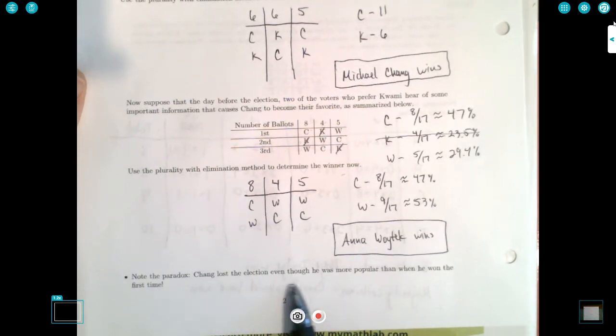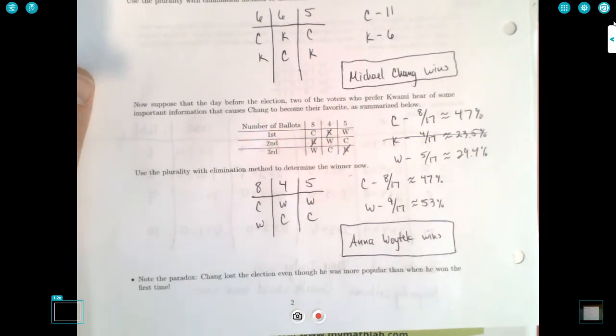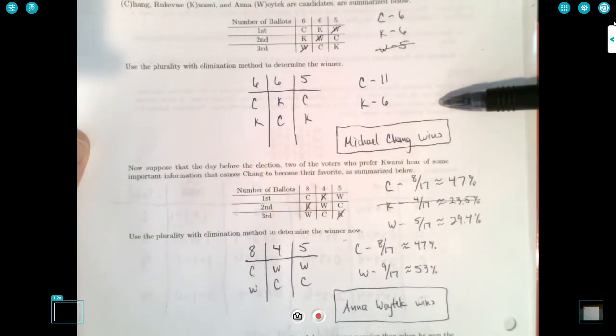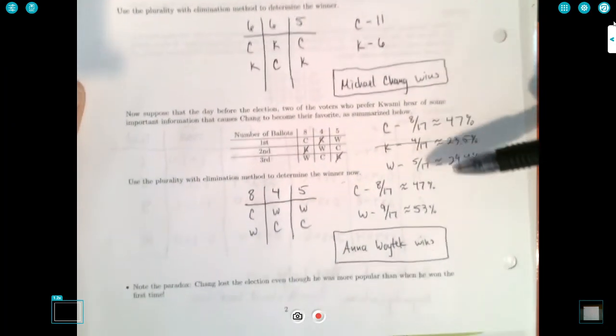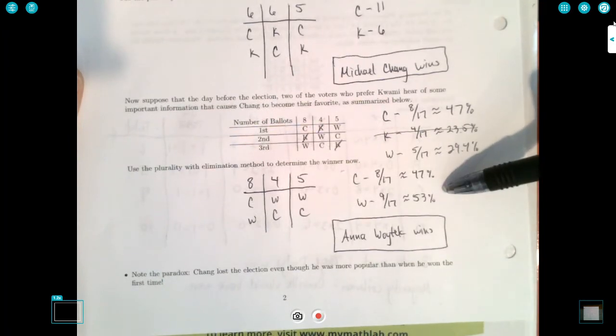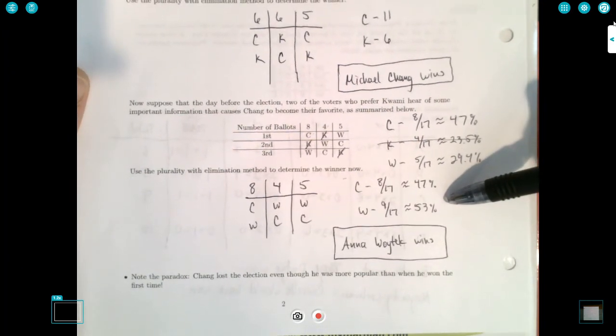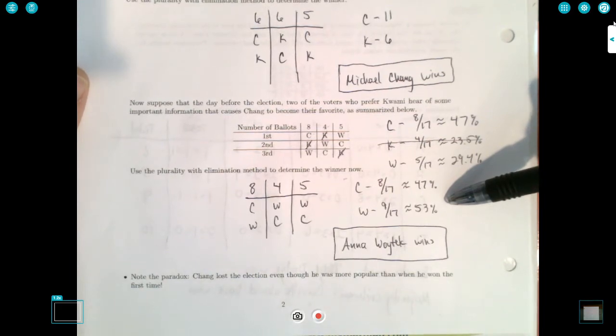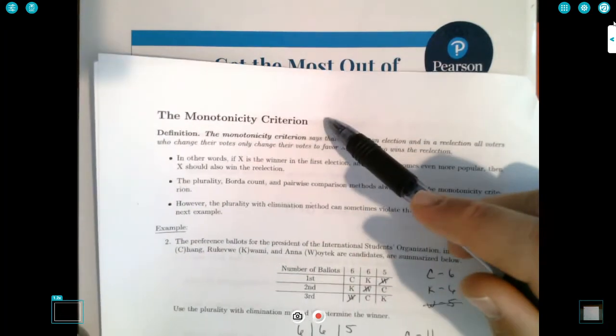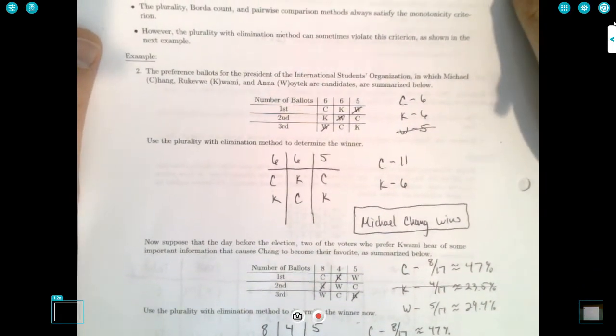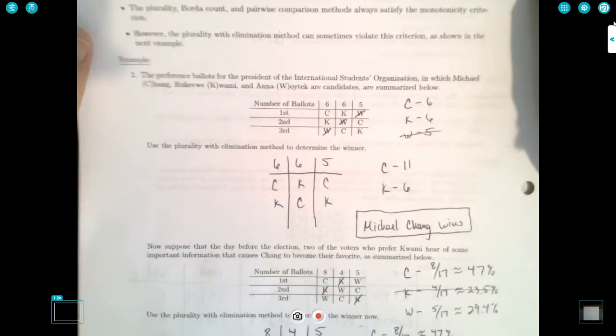So note the paradox here. Chang lost the election even though he was more popular than when he won the first time. Right? So up here he won when he was less popular, and here he lost even though he was more popular. So that's strange, right? That's a very strange thing. So the monotonicity criterion requires that doesn't happen. And the plurality with elimination method can sometimes violate that monotonicity criterion. So that's kind of a drawback of plurality with elimination.